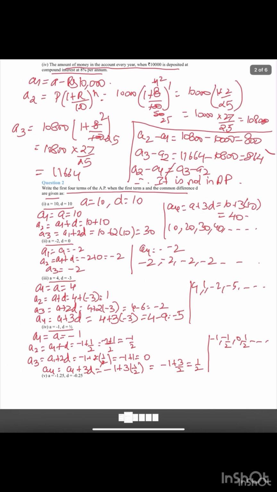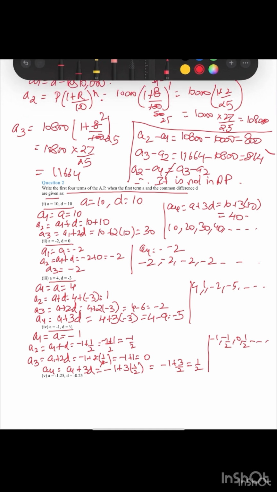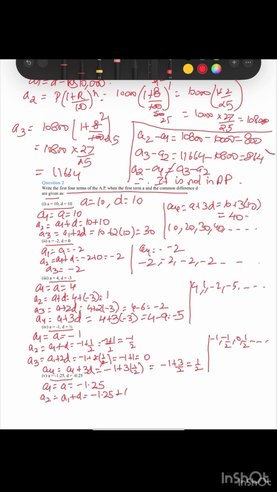So the next part of this question, A is minus 1.25 and D is minus 0.25. So the first term A1 is equal to A, that is minus 1.25, and D is minus 0.25. A2 will become A plus D, that is minus 1.25 plus minus 0.25. On simplifying, I will get minus 1.5.